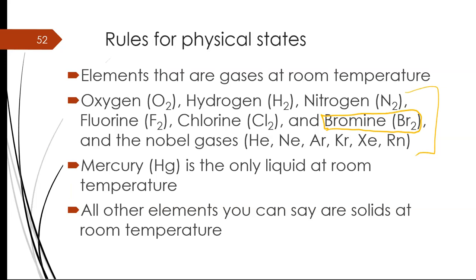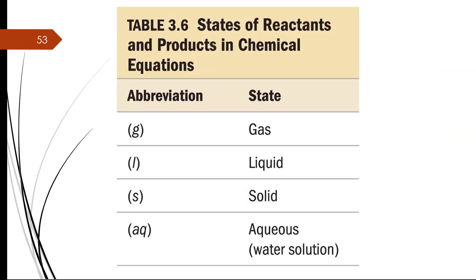The only liquid at room temperature is generally mercury for the metals. But sometimes that can also be bromine if you're at like 75 degrees Fahrenheit. Everything else is going to be a solid at room temperature. Now our symbols for that are going to be G for gas, L for liquid, S for solid, and if something's dissolved in a solution with water, then we use this AQ, aqueous.